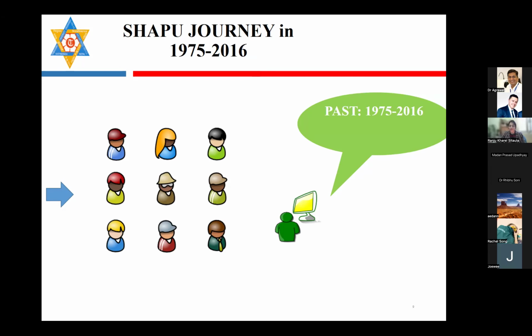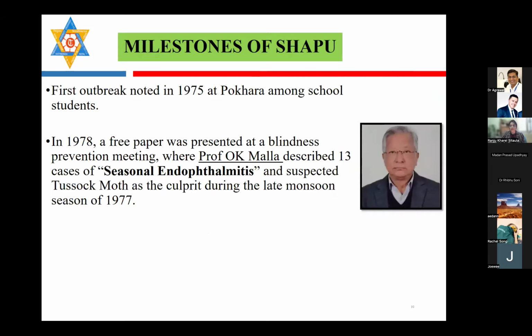And in that time, when we started looking at what actually happened at the time of inception, we found that at first, in 1975, few school students in Pokhara, a tourist place in Nepal, had redness, then white eye, then blindness. At that time, there were very few ophthalmologists in Nepal, only 5 or 6, and Dr. Malla was one of them. He had recently come back from the UK, and he thought that it was occurring in a particular season, a kind of seasonal endophthalmitis, and he found few moths around it. So he thought that it could be associated with the tussock moth.